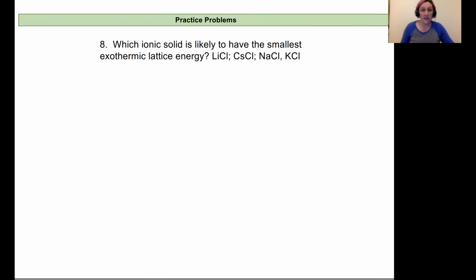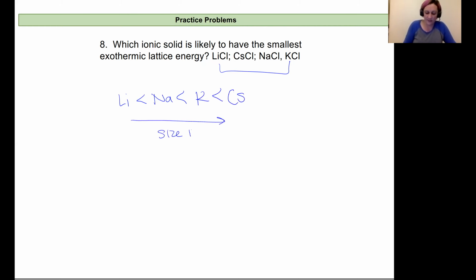So here we're looking at the chlorides again, and we've already seen a pattern for these: lithium, cesium, sodium, potassium, that the size is going to go lithium at the smallest, then sodium, then potassium, and then cesium. And so our size is increasing. I'll put these for our charges too.